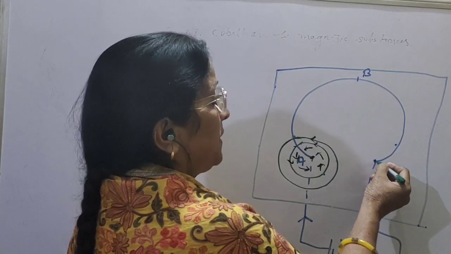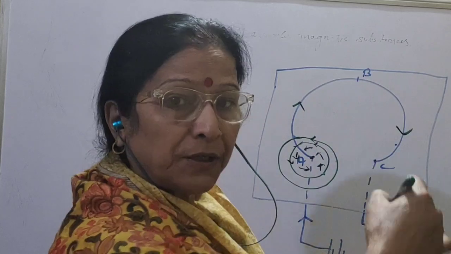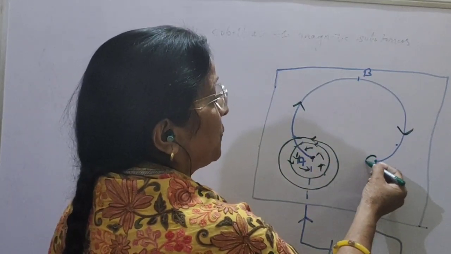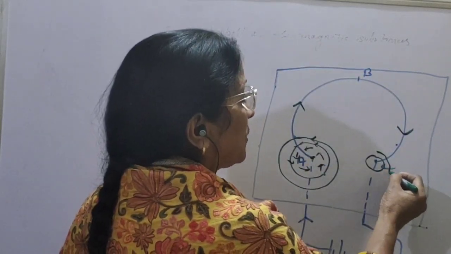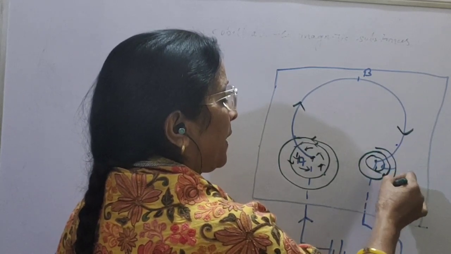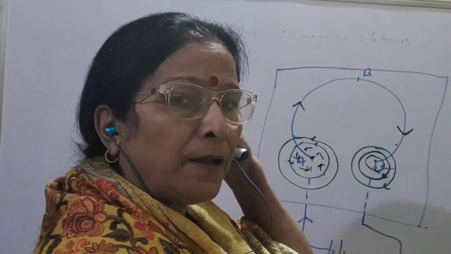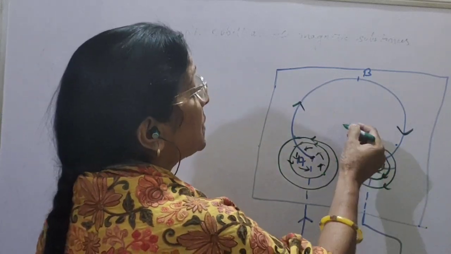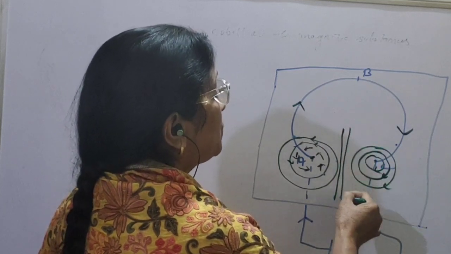Now at point C, the direction of current is downward, so the field line at point C, if we plot, will be clockwise. So the north pole of the magnetic needle will move in a clockwise direction, and the field lines will be circular around this end also. Now if we plot the field lines at the center of the loop, we find that the field lines are parallel to each other.